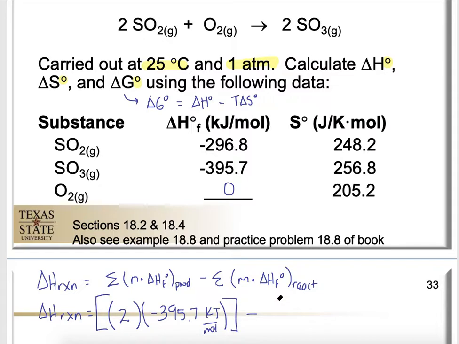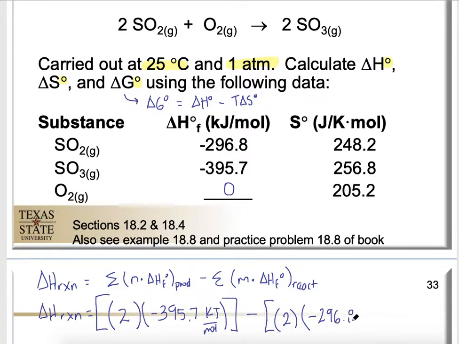Now to that, I'm going to be subtracting all of my reactants. For the reactants, I do have 2 reactants. I'm going to start with the coefficient for the SO2, which is 2. Notice the coefficient for SO2 is 2. And I'm going to multiply it by the enthalpy of formation at standard conditions for SO2, which is right here. That's a negative 296.8.